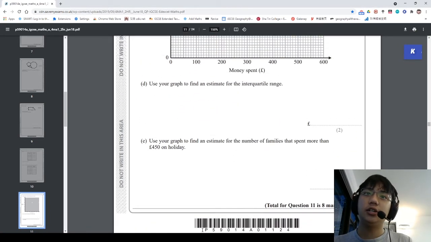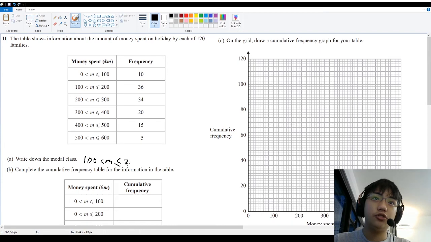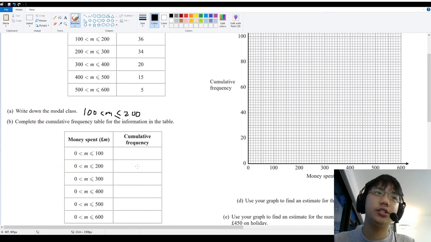For question D, we need to use our graph to find an estimate of the interquartile range. And for question E, we need to use our graph to find an estimate for the number of families that spent more than £450 on holiday. So first of all, for part A, the modal class is the class with the highest frequency, so that's 100 ≤ m < 200, so m is between 100 and 200.